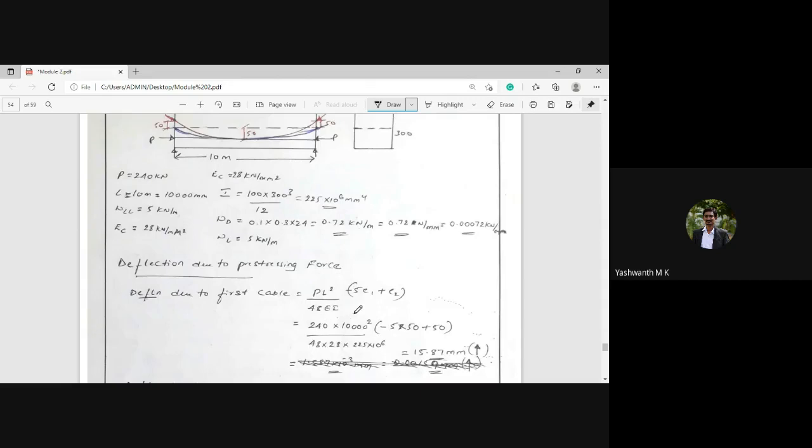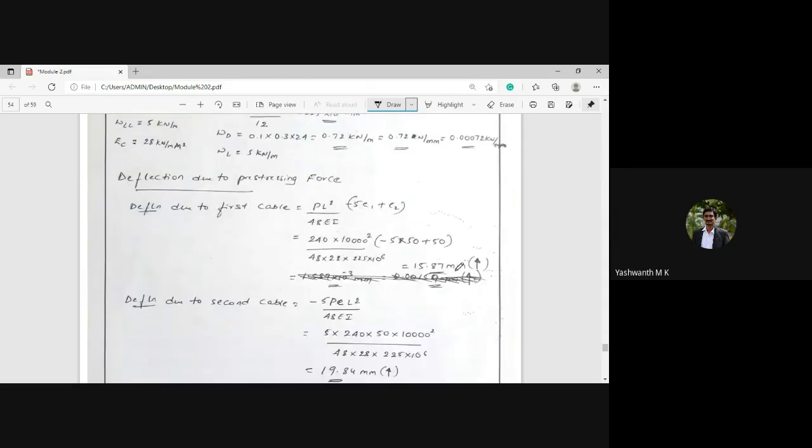240 kilonewton into 10,000 square divided by 48 into 28 kilonewton per millimeter square. Please be careful, because I have substituted P in kilonewton, so I substitute E also in kilonewton per millimeter square, into I, multiplied by minus 5 into E1, which is 50, the midspan eccentricity, plus E2, the support eccentricity, 50. This gives 15.87 millimeter upwards. As we know, the deflection due to pre-stressing force will be upward, so the arrow mark will be upwards.